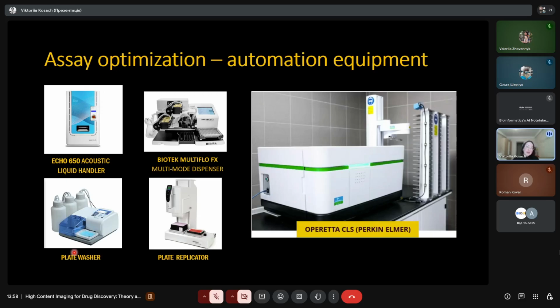It could be a plate washer. A plate washer is especially gentle for cells. It can add and take out different buffers from the plate. Or if you are using antibodies and you need a lot of washes between the antibodies, a plate washer is also a nice option. And it could be a robot called plate replicator when you have a plate with compounds and a plate with cells. So you just can replicate your compounds on top of your cells and do not do it manually to avoid any mistakes.